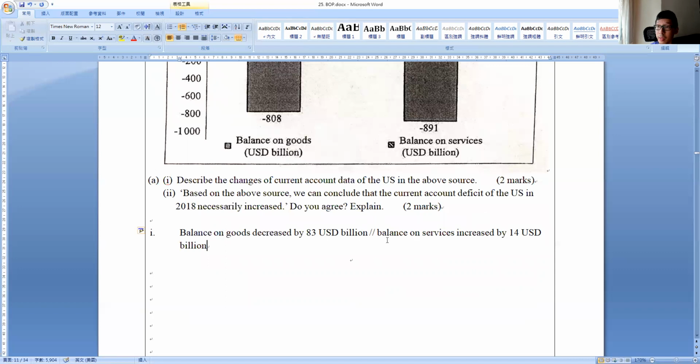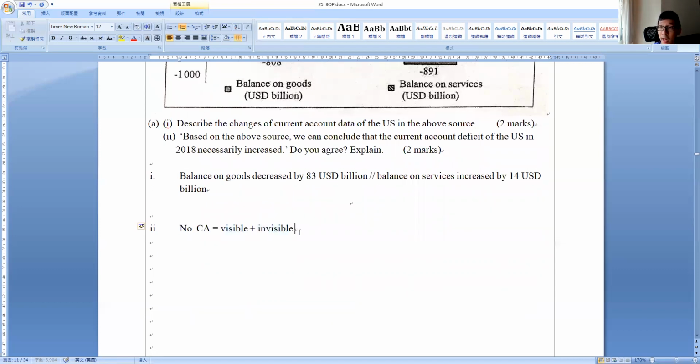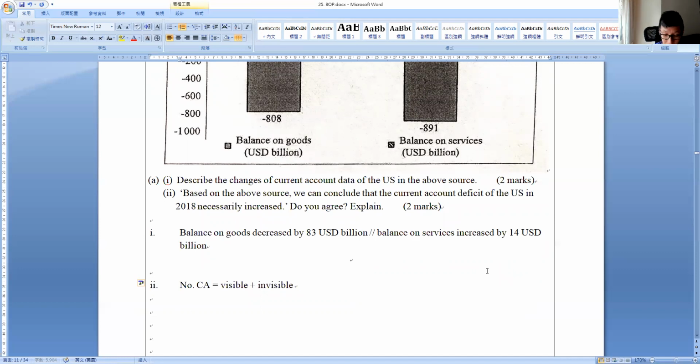Based on the above sources, we can conclude the current account deficit in the U.S. necessarily increased. Do you agree? Obviously not, for one good reason. Because current account, remember, we have visible, we have invisible. Now, these two we know. The net change is a decrease. But what about NFI? What about current transfer? Do you know anything about these two components? No. Uncertain about NFI and CT. Therefore, we are uncertain about the current account changes.